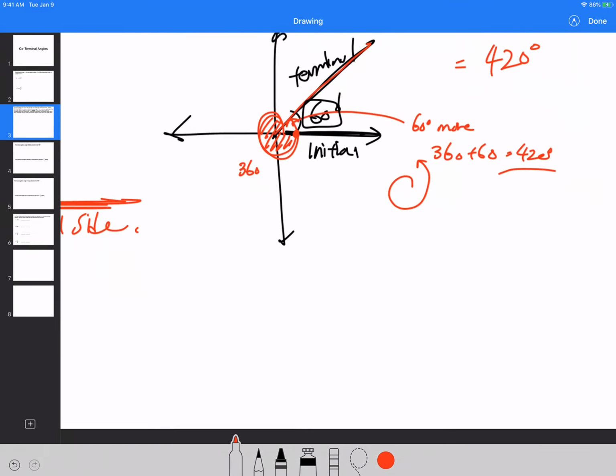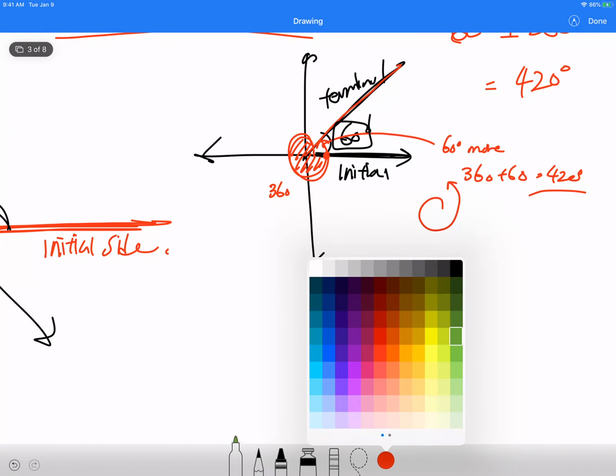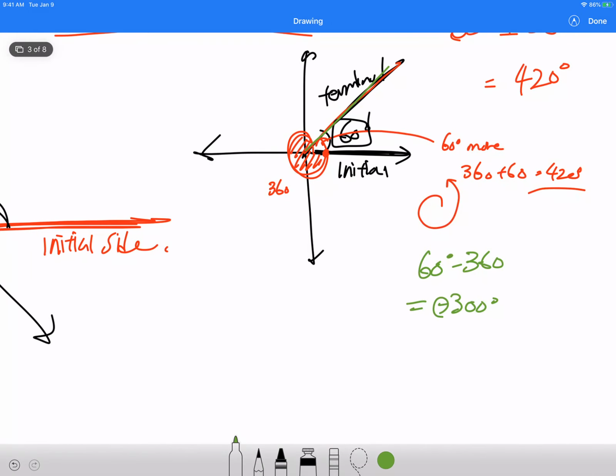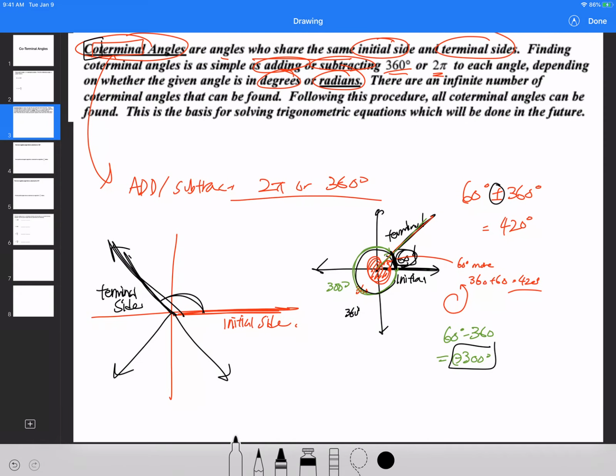Okay. If you go in the negative direction, I'm going to mark that in green. That's 60 degrees, that's your terminal side right here. But if you go the opposite direction, for example, 60 degrees minus 360, which gives you negative 300 degrees. The negative simply means that I'm going in the opposite direction, clockwise instead of counterclockwise. We're going in the clockwise direction, and then this portion right here will end up being 300, because this part right here is 60. So if you complete the full circle, that gives you 360 degrees. So negative 300 degrees is also another coterminal angle. Like I said, plus and minus 360 degrees.